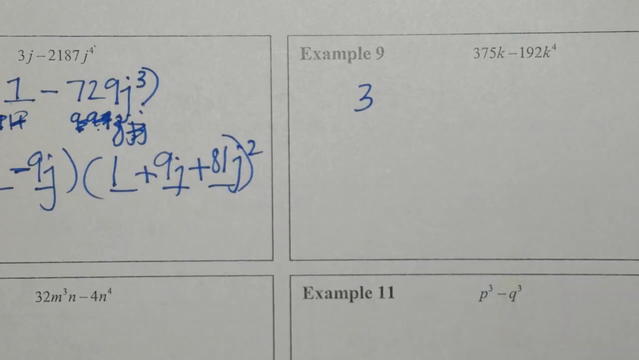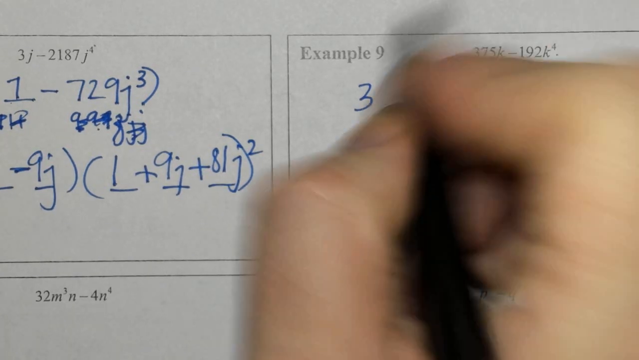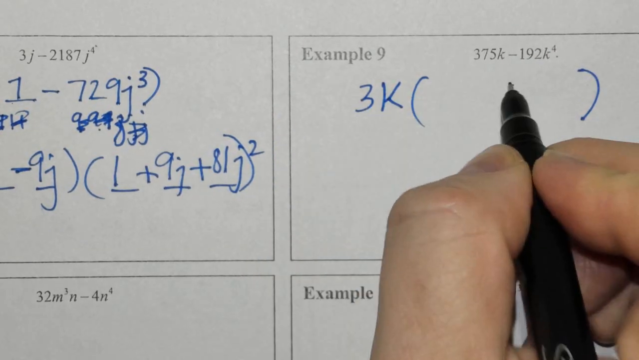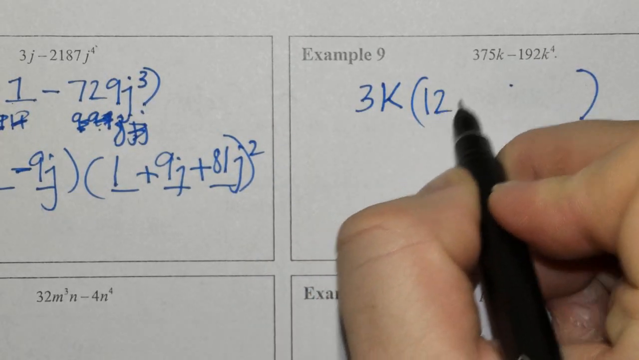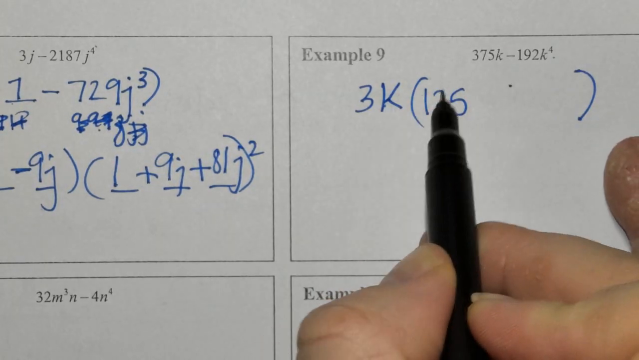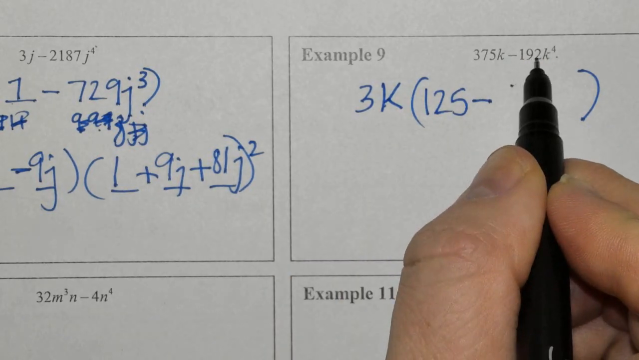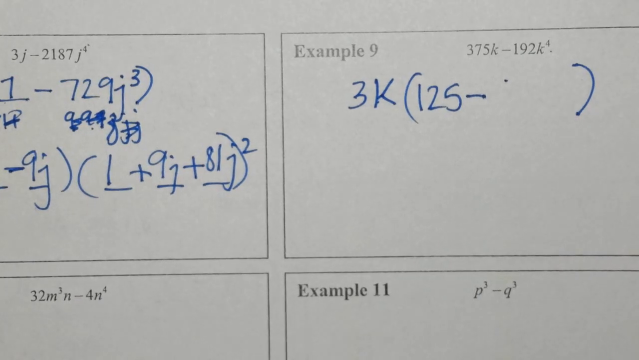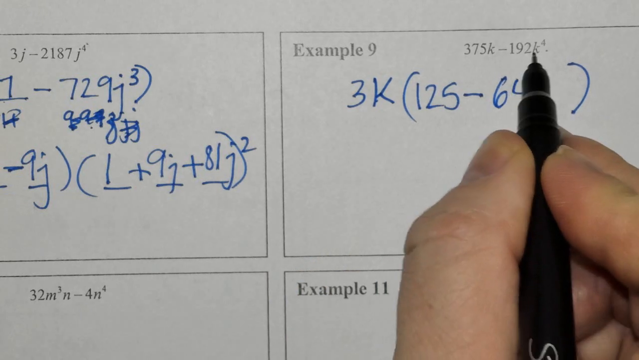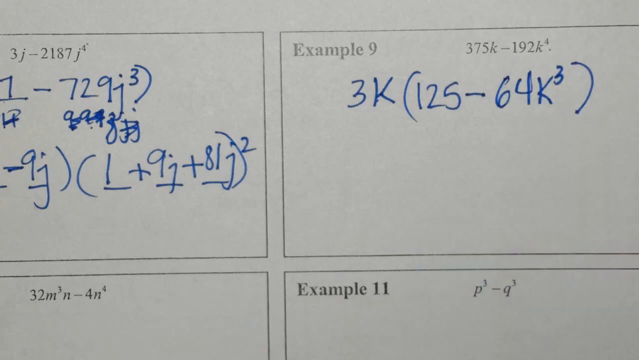Just like example number 8, they both contain k's. What's the most k's I can take out of both? Now, inside parentheses, if you distributed the 3k, you'd end up with 3 times 125 is 375. You need 1k. When you distribute, you already have it. Bring down the subtraction sign. Can you please take 192 and divide it by 3? The answer is 64. 3 times 64 is 192. I need 4 k's. I have 1. I need to attach 3 more to equal 4 k's.